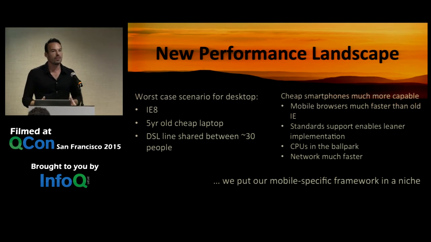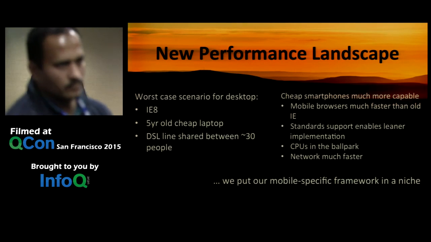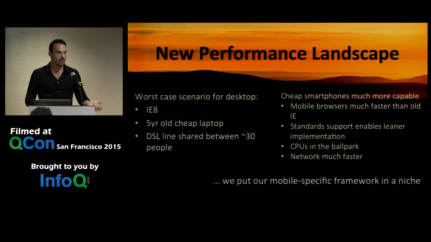And we compared that to the middle-of-the-road smartphone. And we realized that the worst-case scenario for desktop is worse than the middle-of-the-road scenario for a smartphone, because the mobile browsers provide this huge efficiency boost over IE8. The CPUs are no longer just completely different in kind. If you compare a MacBook Air to an iPad, they are much closer to the same ballpark because of all of the mobile optimization that the CPU manufacturers have done.